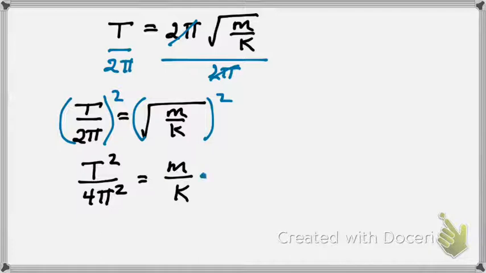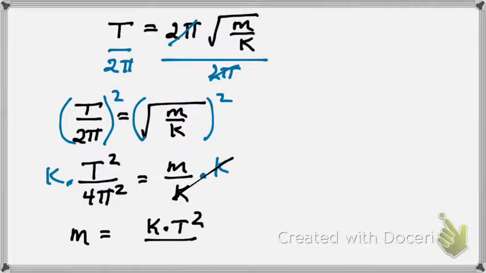I'm trying to solve for mass, so I want to multiply both sides by k. So now these will cancel, and I'll end up with my mass equaling k times T squared over 4 pi squared.